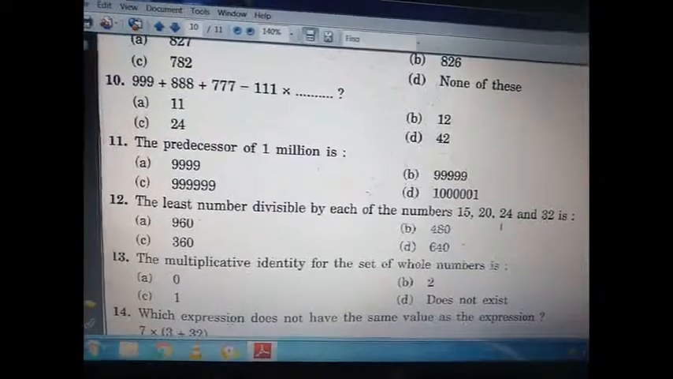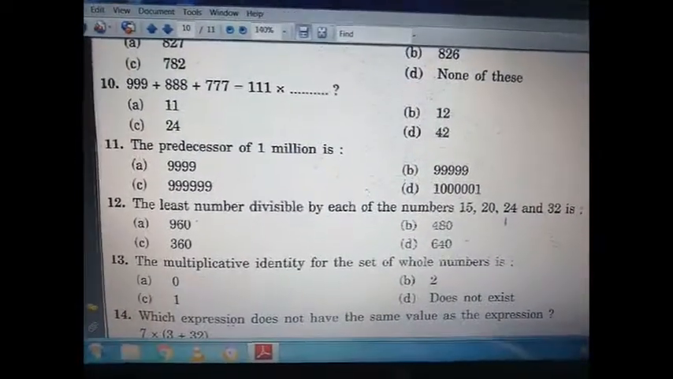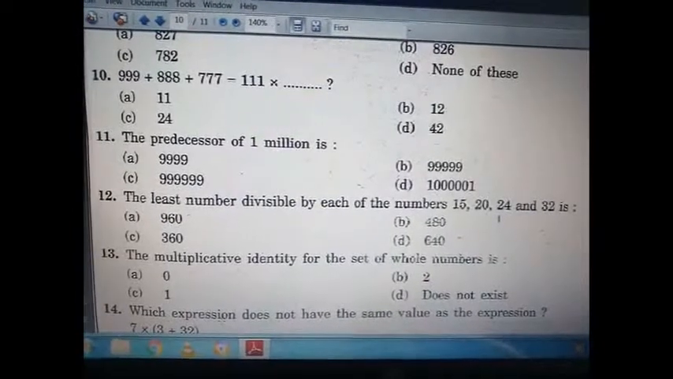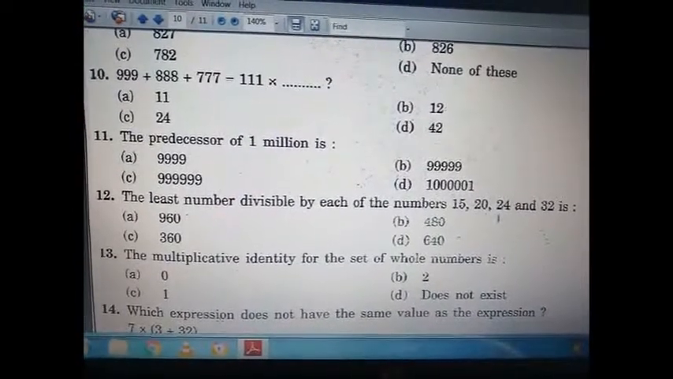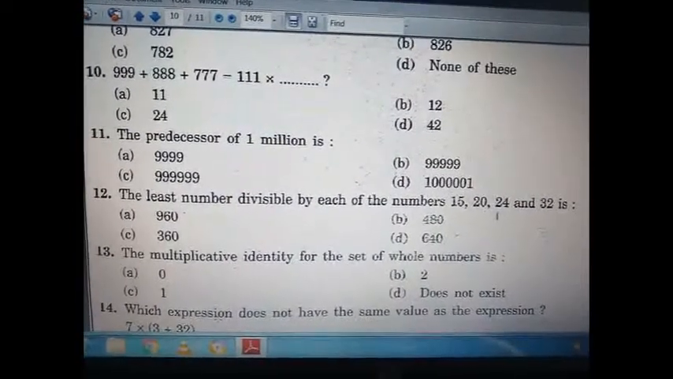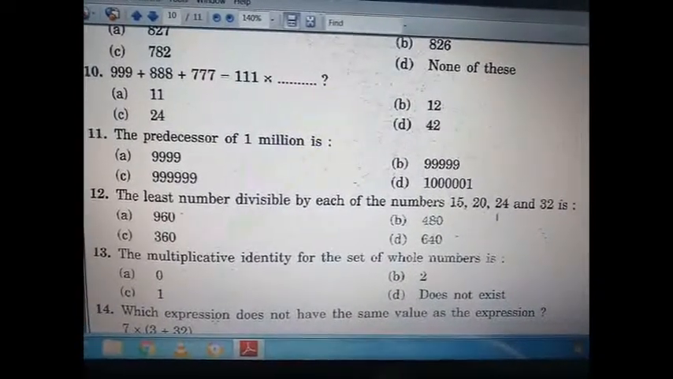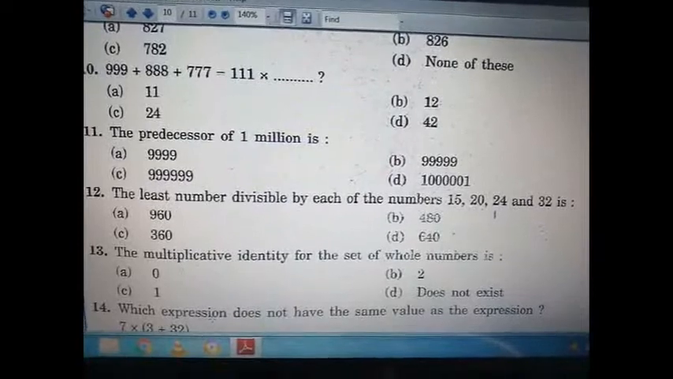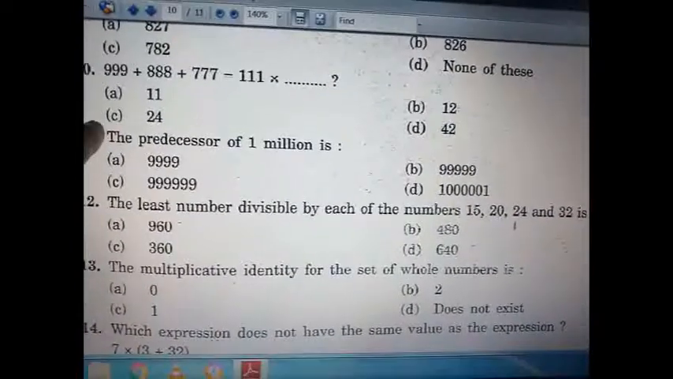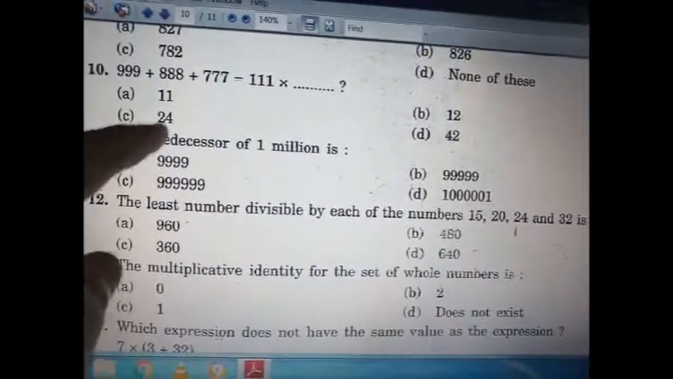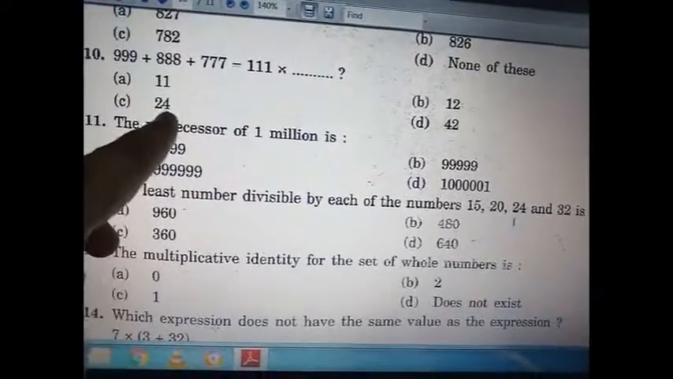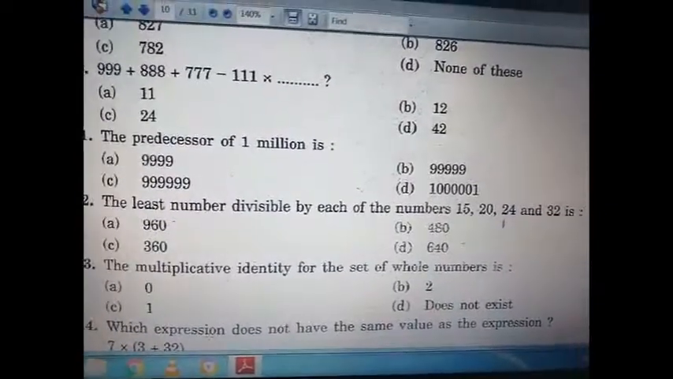Okay, so here in the question you can see that the options are A 11, B 12, C 24 and D 42. The answer should be 26, and the 26 option is not present here, so you will convert this 24 into 26 and you will go through option number C.